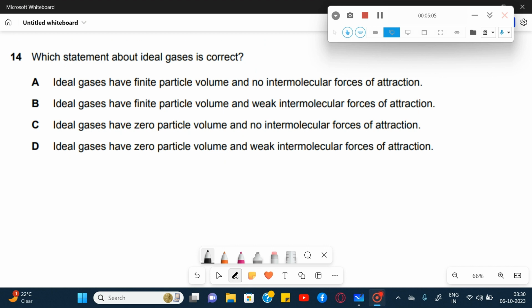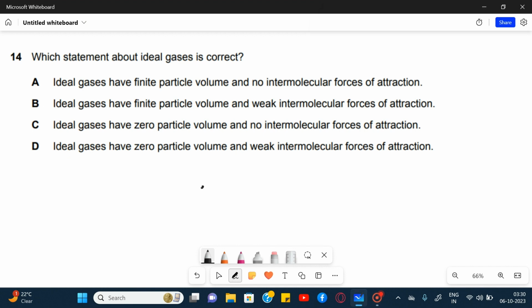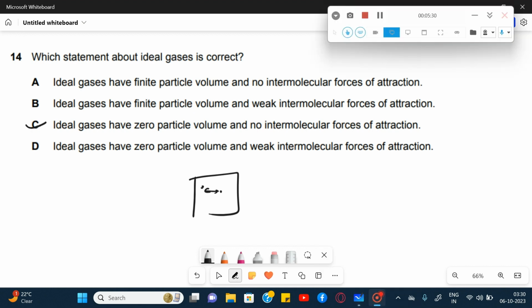Question number 14 says which statement about an ideal gas is correct, right? The kinetic theory of gases says that ideal gases have zero particle volume. We don't consider the volume of the particles. We consider that it has zero particle volume and there are no intermolecular forces of attraction between these particles. So C should be the correct option.